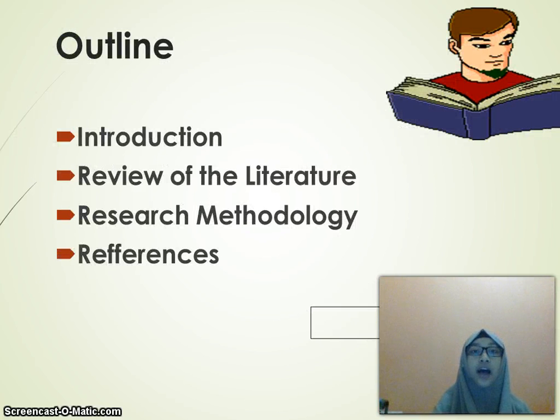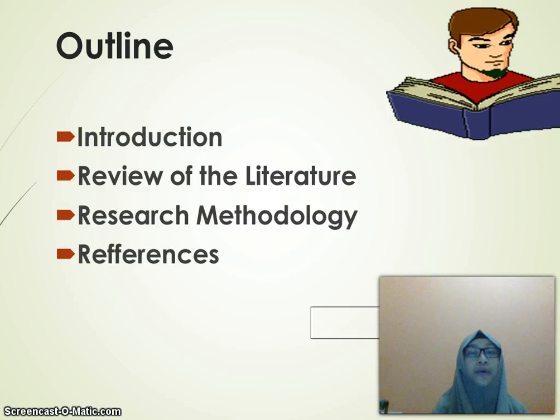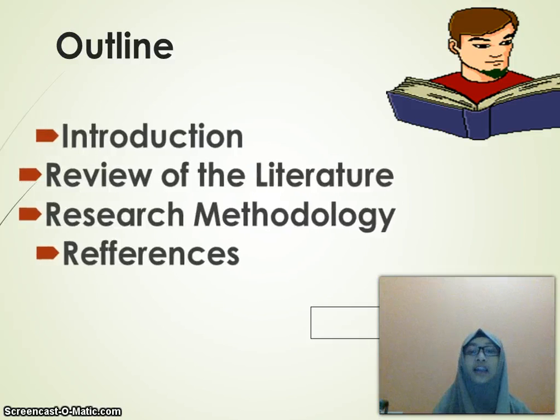Now let's look at the outline. Here in my outline there are 4 main points. The first is introduction, the second is review of the literature, the third is research methodology, and the last one is references.